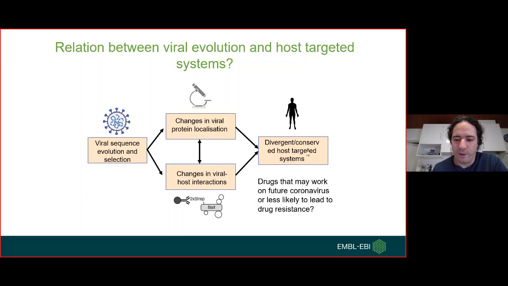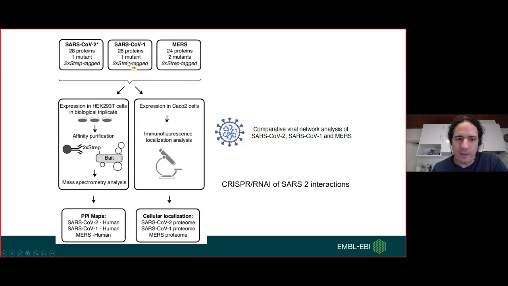So this is what the study was about. We had these three viruses. This one was published in this first study, Gordon et al. And then we had SARS-CoV-1 and MERS. These are the number of proteins. Again, the same protocol: these are individually expressed TRAPTAC proteins expressed in HEK cells one at a time, purified, and then pulled down and analyzed through mass spectrometry.